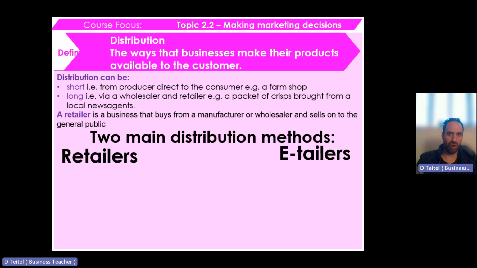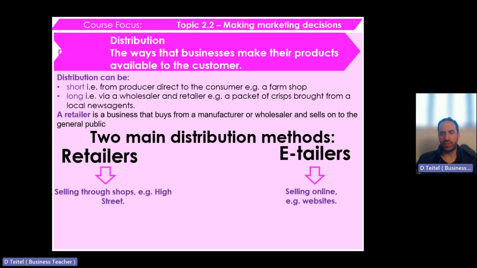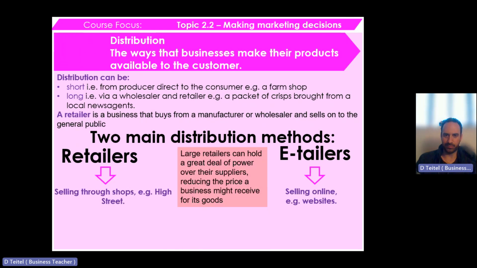Obviously, e-tailers, thinking of e-commerce, are your online platforms. Retailers sell through shops, e.g. high streets, and they can also sell online through web stores and things like that. Then you've got e-tailers, so m-commerce, all mobile stores or shops via apps, all fall under the e-tailer category as well. Large retailers can hold a great deal of power over their suppliers, reducing the price a business might receive for its goods. If you're buying huge amounts of product, you can demand discounts from the supplier and things like that.